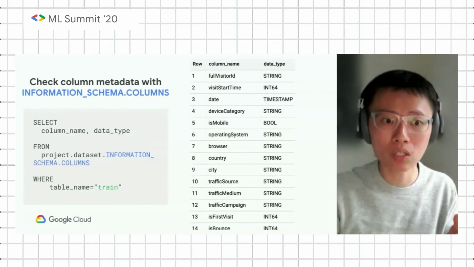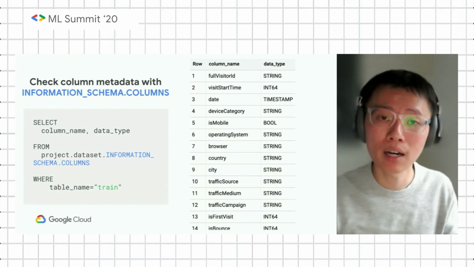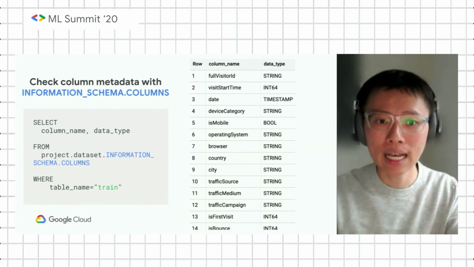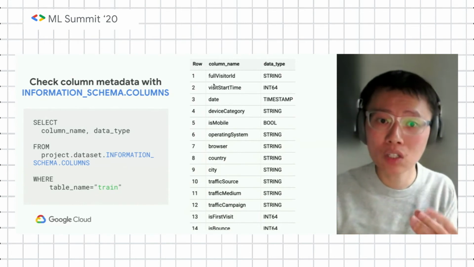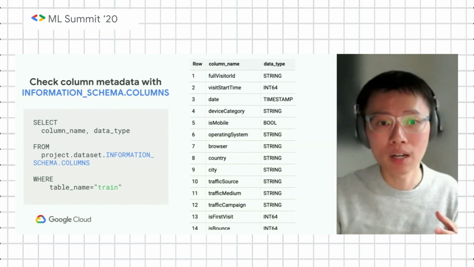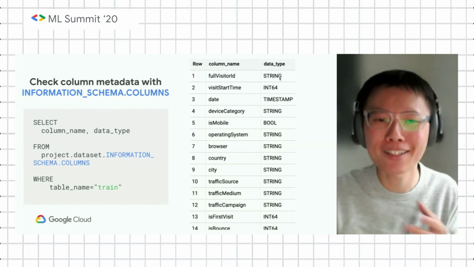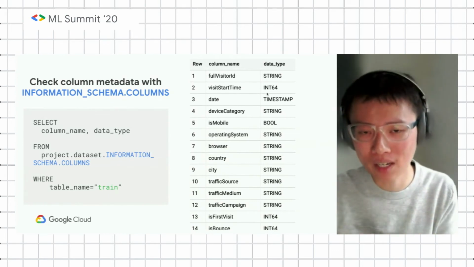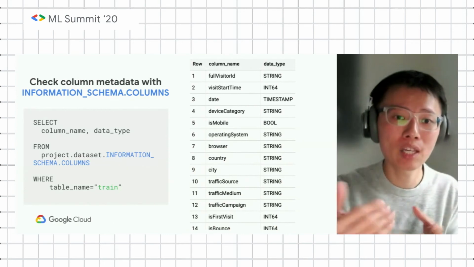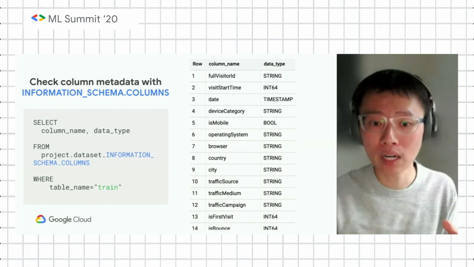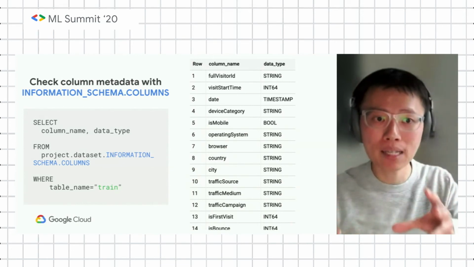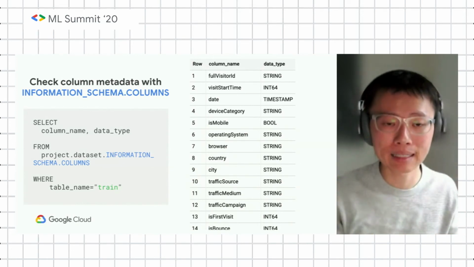To do so, you could use something called information schema columns. The end result of this particular query is it takes a look at your table, and for each of the columns in your table, it returns the data type. So full visitor ID is a string, visitor start time is an int, date is a timestamp, and so on. You could filter this result for string, or for int64, or for float, and then use that as a basis to formulate your queries programmatically.